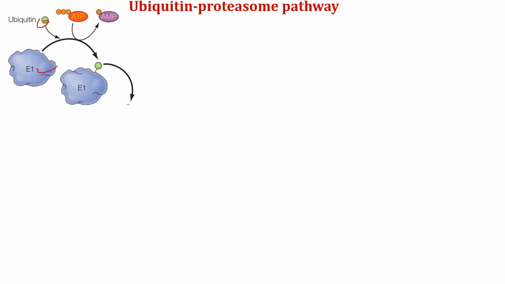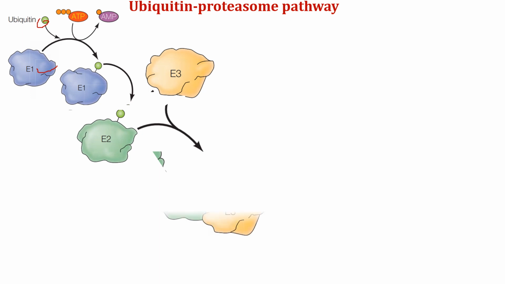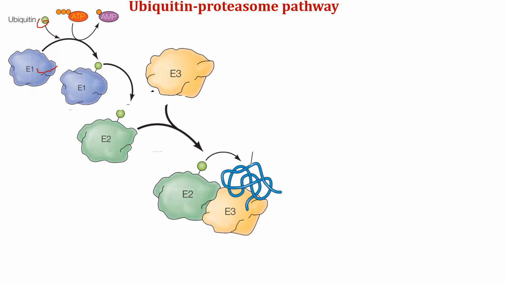Activated ubiquitin is then transferred to one of several different ubiquitin-conjugating enzymes, that is E2. Next, the ubiquitin ligase E3 associates with both E2 and the substrate protein to direct the transfer of ubiquitin to a specific target. So this is the target protein, E2, E3. The main function of E3 is that it binds to the E2-ubiquitin complex and the target protein.